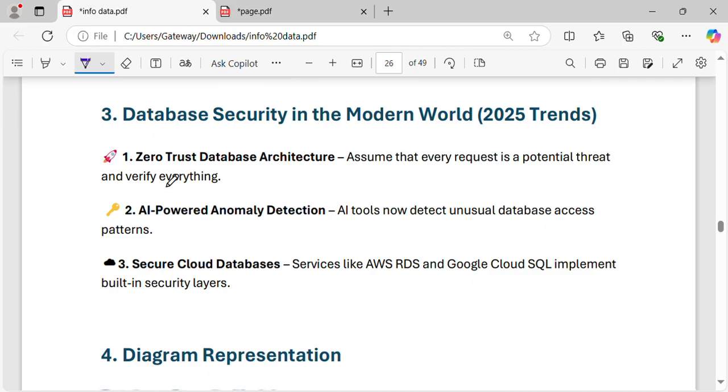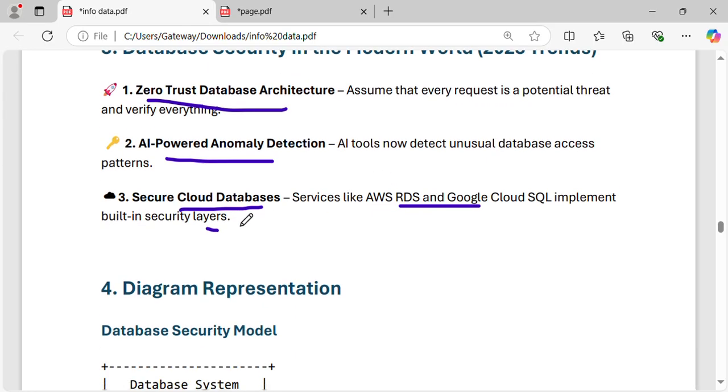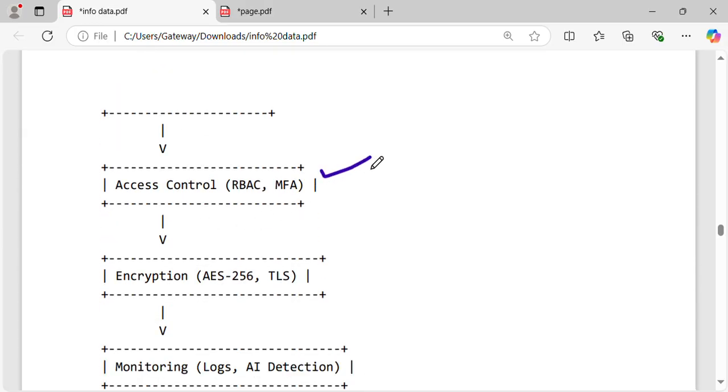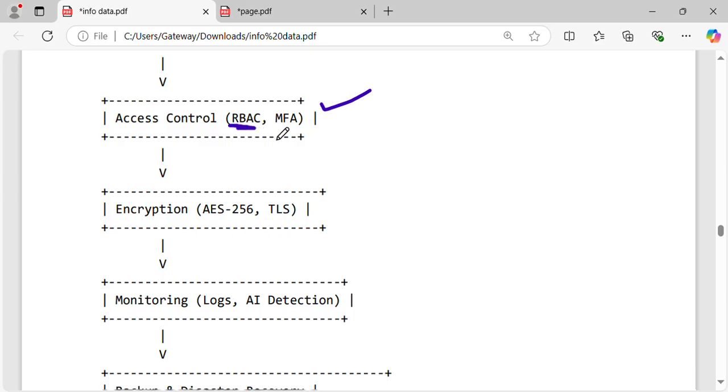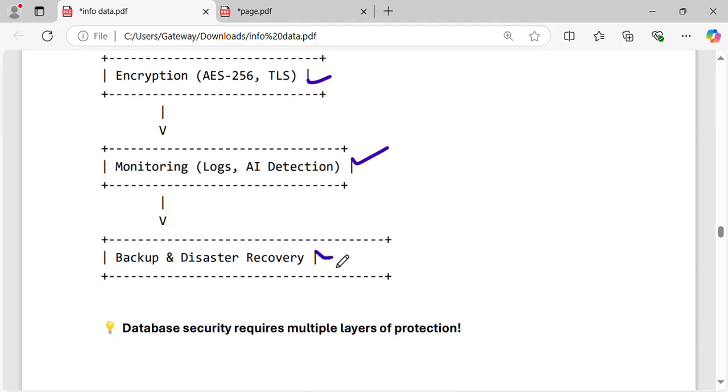Database security in the modern world: zero trust database architecture, AI-powered anomaly detection, AI tools spot unusual database access patterns, secure cloud databases, services like AWS RDS and Google Cloud SQL implement built-in security layers. Because of these DDoS attacks and the real need of implementing these securities, now we have security layers as well. Database system: access control, RBAC and MFA, meaning role-based access control and multi-factor authentication, encryption, monitoring logs, AI detection, backup, and disaster recovery.